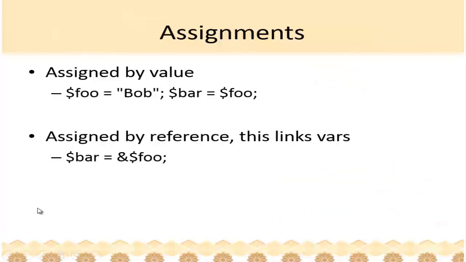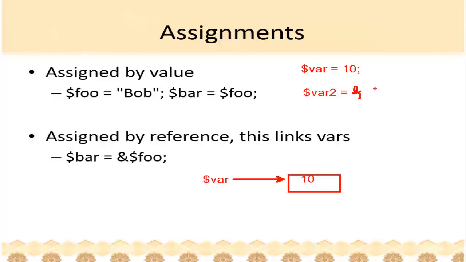Let's look at what is the meaning of saying this statement. Now it means a very different thing. Let's assume that we have a variable here, let me call it var, and I'm placing a value 10 into this variable. So it means that the variable var knows the location where the value 10 is stored. Now, what is the meaning of saying var1 or var2, whatever it is, equal to the ampersand of var? So what does this mean?